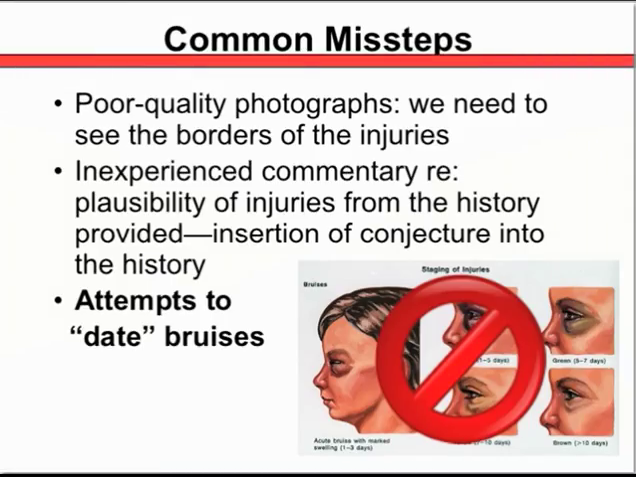Other common missteps include poor quality photographs. We need to see the borders of the injuries. We sometimes hear inexperienced comments about the plausibility of injuries from the history that's provided. In other words, we insert our own ideas about what might have happened in order to make the history seem more believable. And then we still sometimes see physicians attempt to date bruises. In the past, in medical schools, we were taught that the color of bruises can help predict their age. However, research over the past 10 years has clearly disproven this. We should not attempt to date bruises from their color.